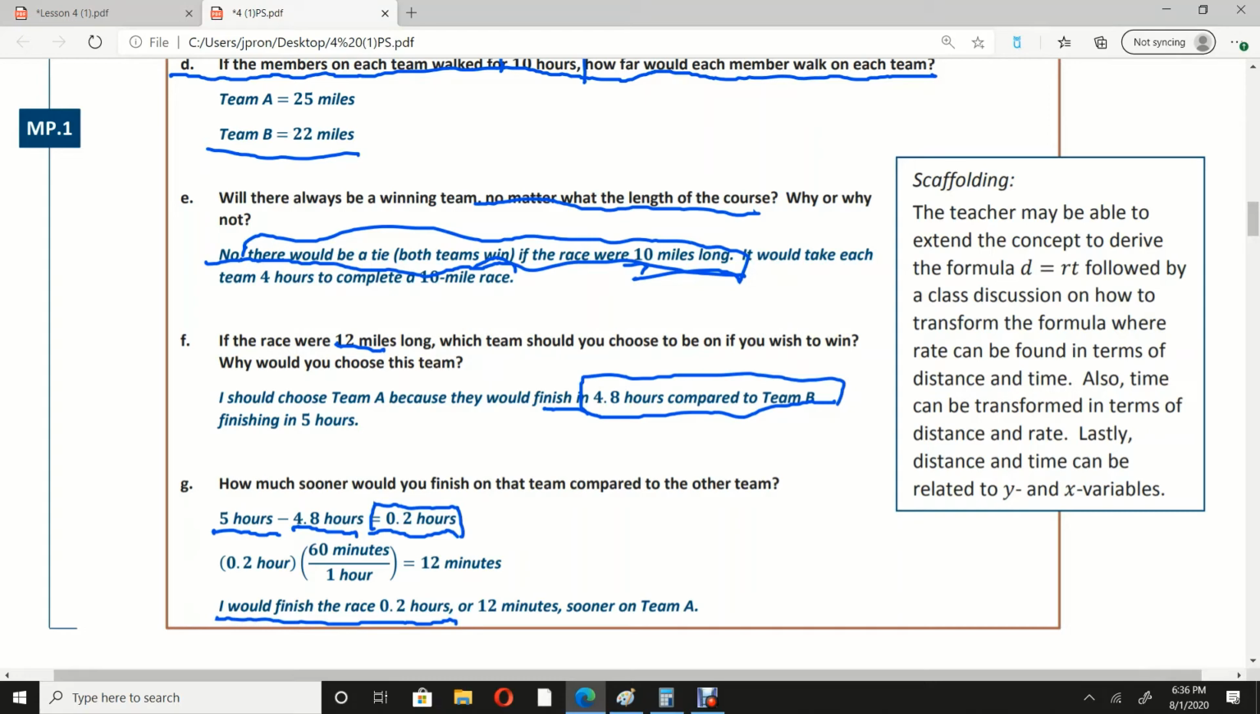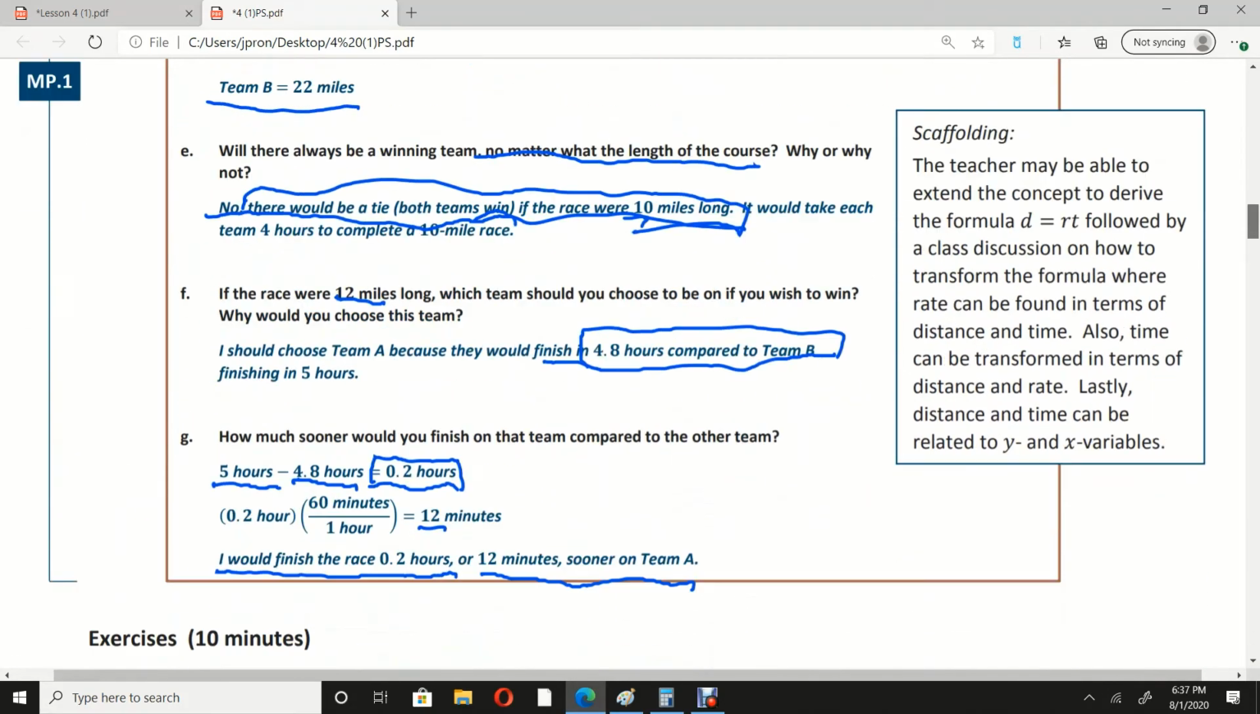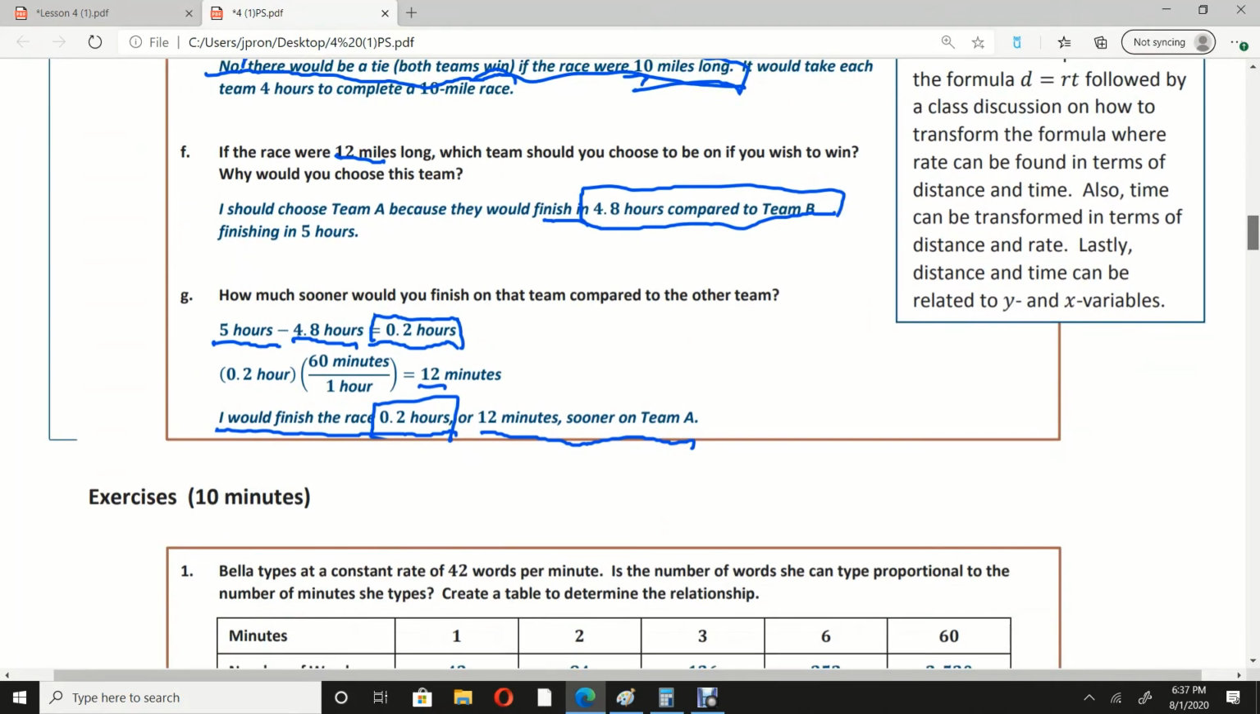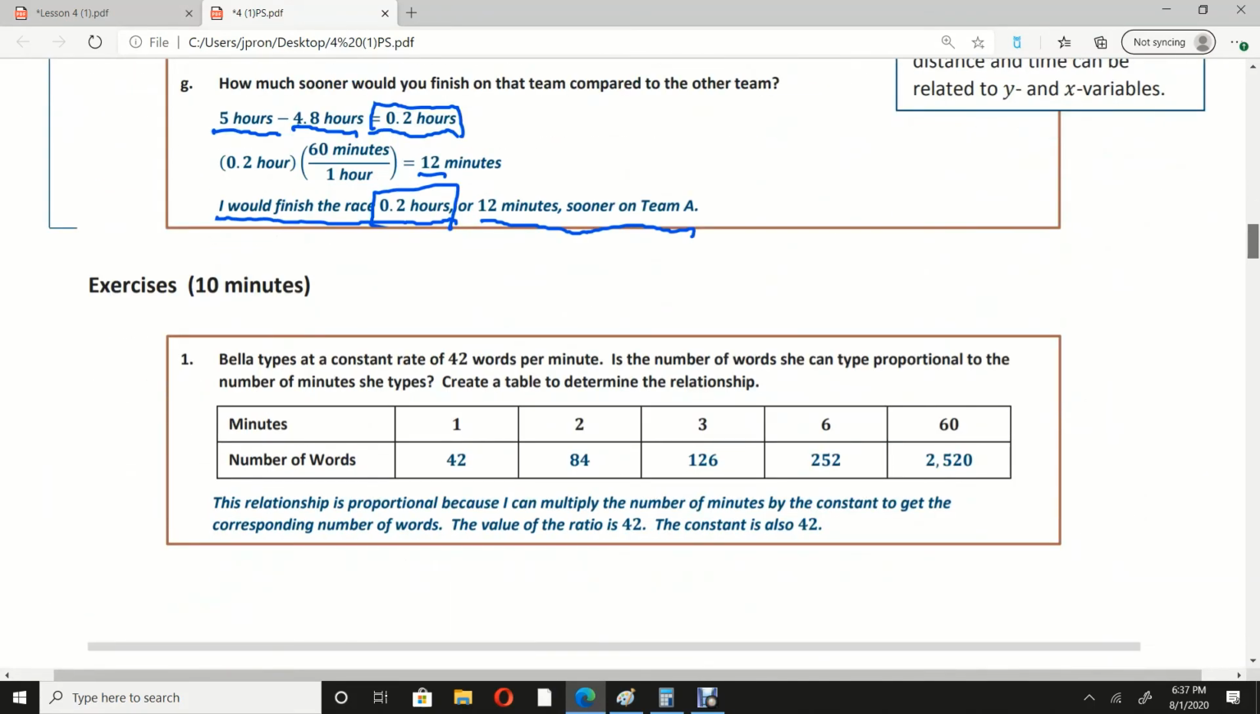Now, they actually did some math to figure out that 0.2 hours is 12 minutes sooner, and they did that by calculating 60 times 0.2, which gets you 12, which is just translating from hours to minutes. So good on them. Very good. I would accept 0.2 hours. That would be fine for me as well. I would work with that. Okay. Exercises 2 and 3 now below.